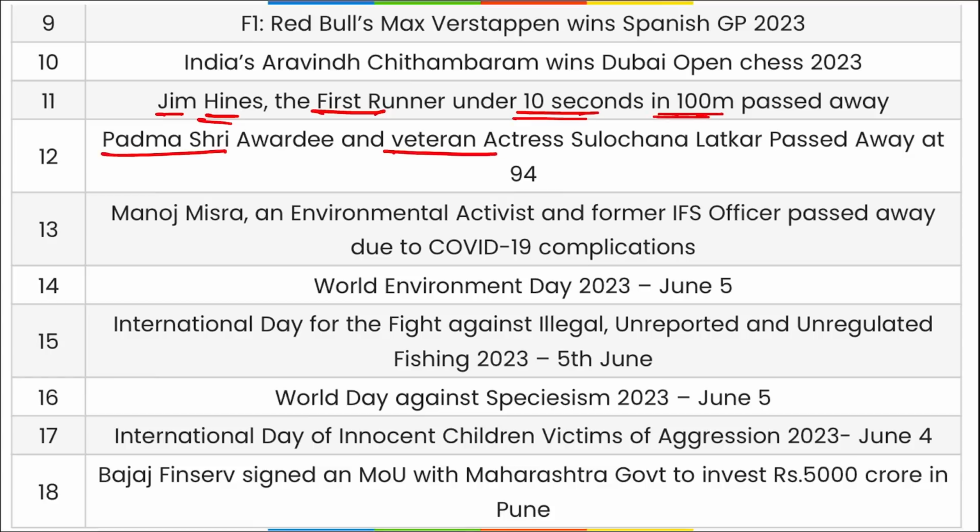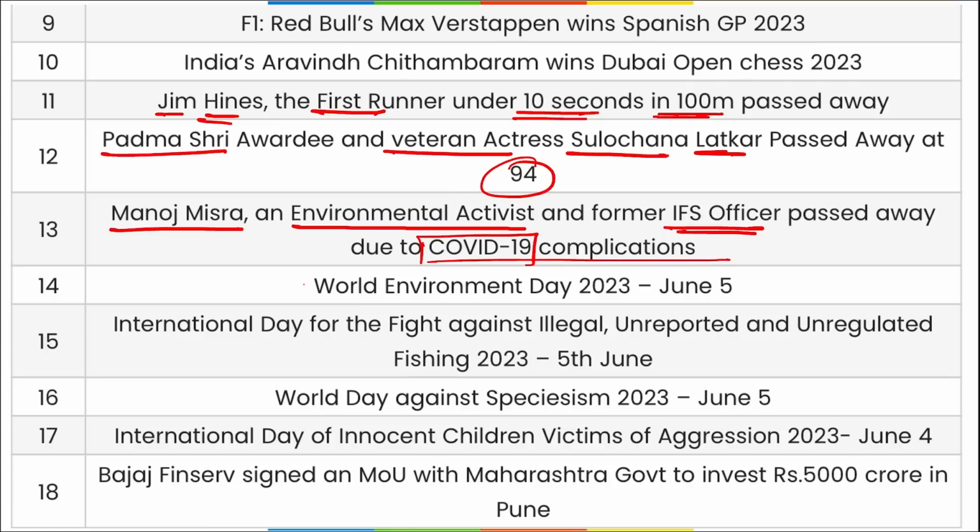Padma Shri awardee and veteran actress Sulochana Latkar passed away at the age of 94. Manoj Mishra, an environmental activist and former IFS officer, passed away due to COVID-19 complications.